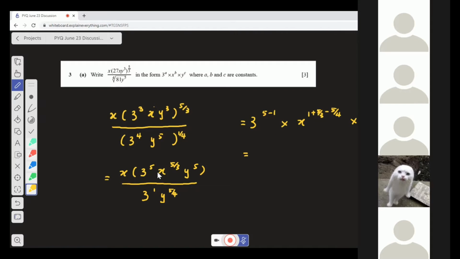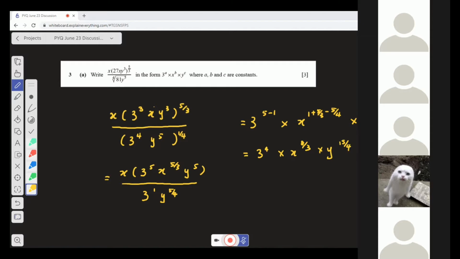Anyone who got the answer can tell me. 3 power of 4 times x power of 8 over 3, y power of 15 over 4. Is it? Yes, that's the answer.